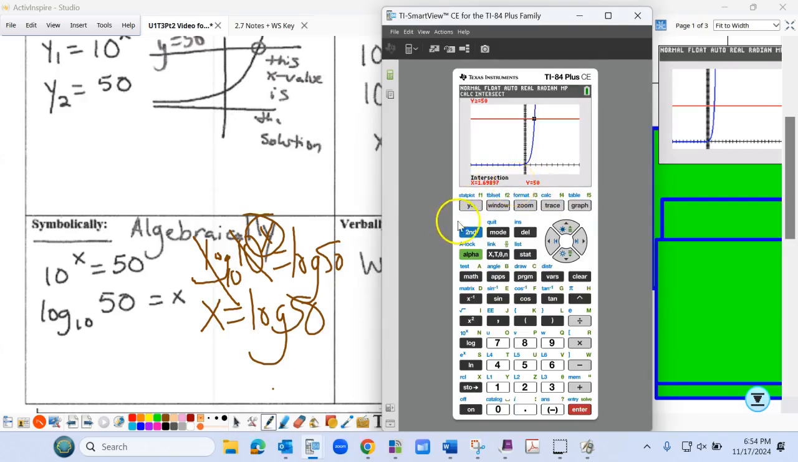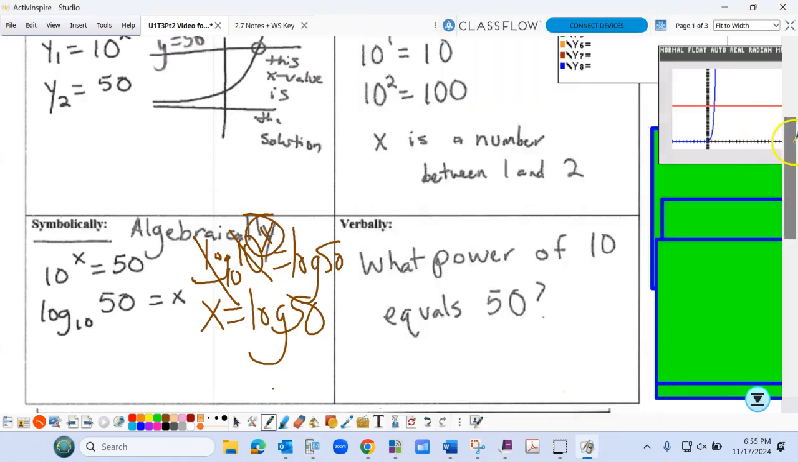1.69897. And now if I quit the graph and I just hit the log button, which is already log base 10, and I do log base 10 of 50, I'm getting the exact same answer as my exponential, 1.69897. So this is the way that we are algebraically going to be solving for our exponential problems using logs, which are the inverse of exponentials.